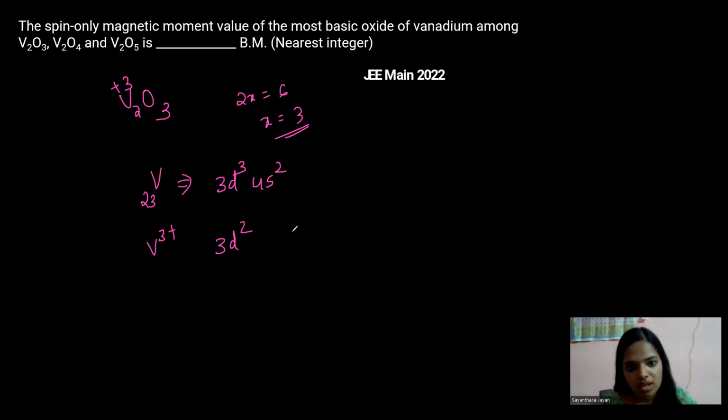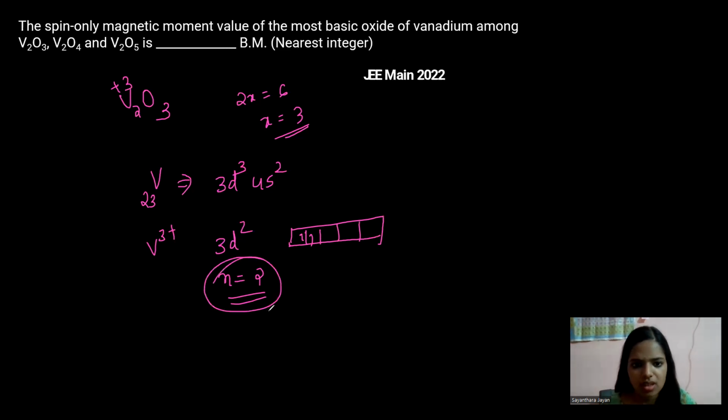3d2 means the number of unpaired electrons will be 2. You can understand without drawing. 3d2 means there are 2 unpaired electrons. So the spin only magnetic moment will be equal to 2 point something, and you have to answer it in the nearest integer. Integer means a value without a decimal point. It is not a fraction.